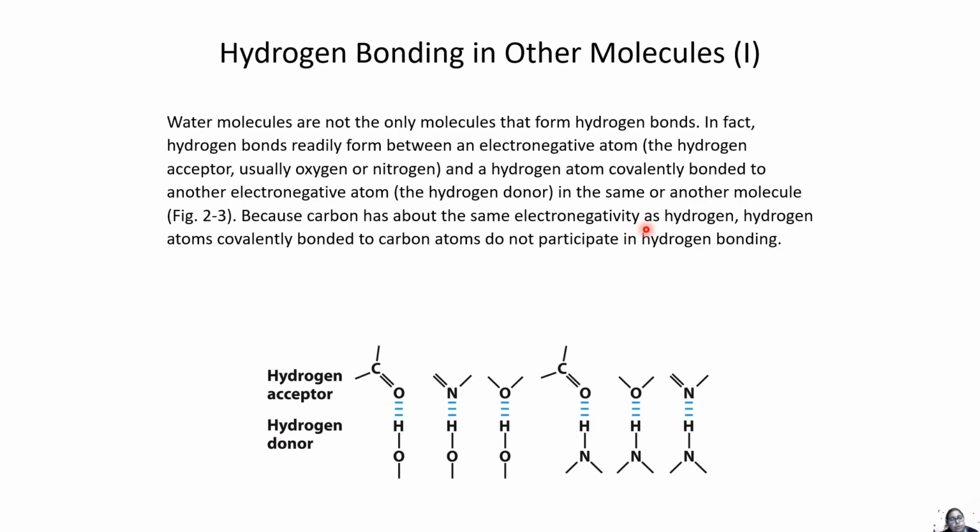Now, water molecules are not the only molecules that form hydrogen bonds. In fact, hydrogen bonds readily form between an electronegative atom, the hydrogen acceptor, usually oxygen or nitrogen, and a hydrogen atom covalently bonded to another electronegative atom in the same or another molecule. Because carbon is about the same electronegativity as hydrogen, hydrogen atoms covalently bonded to carbon atoms do not really participate in hydrogen bonding.